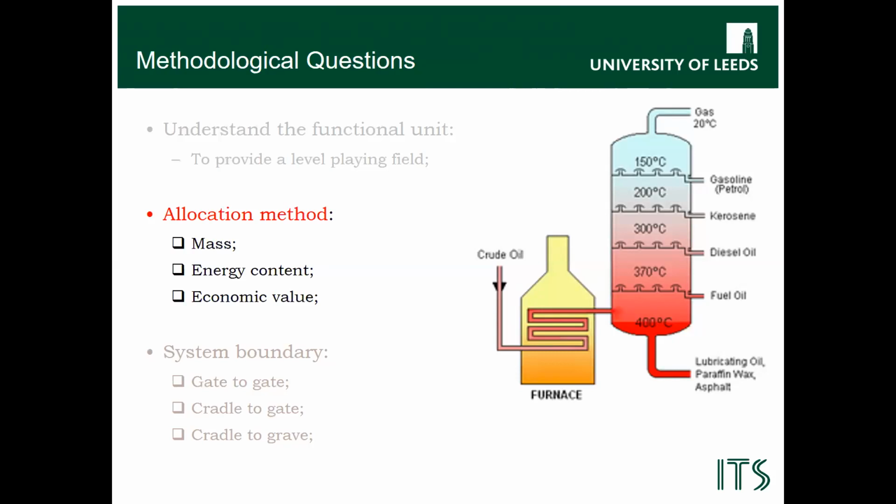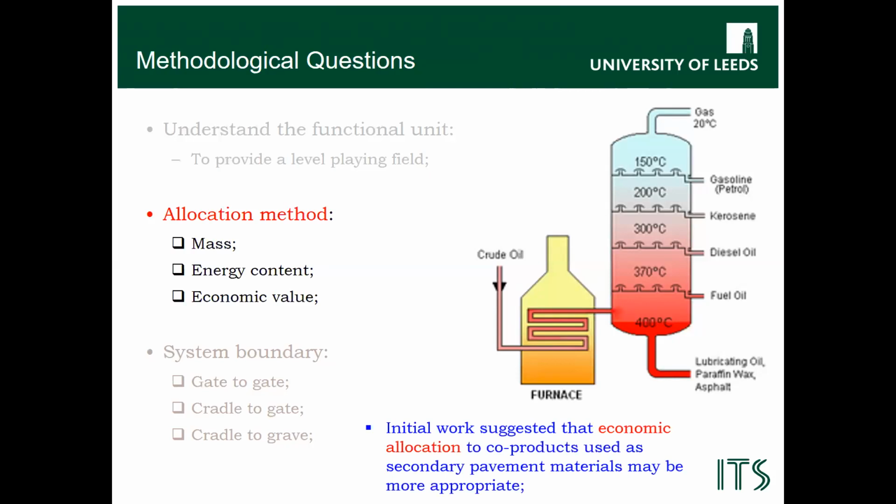The drawback of the third method, the economic value, is that the market price varies with time and location. Because of taxation, the cost of petrol in the UK is 3-4 times that in the United States. So it's not science-based.